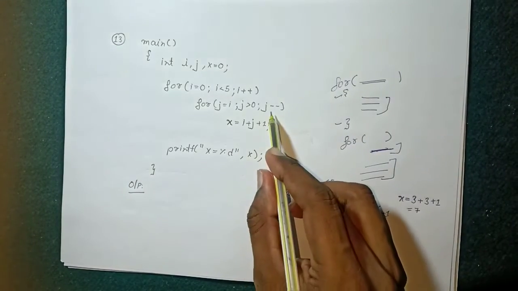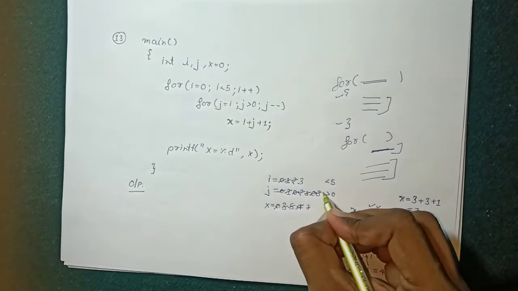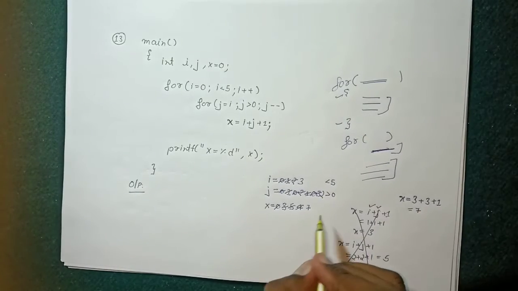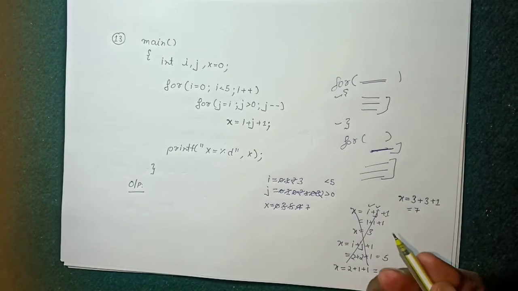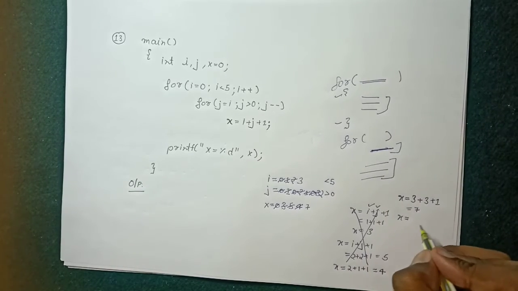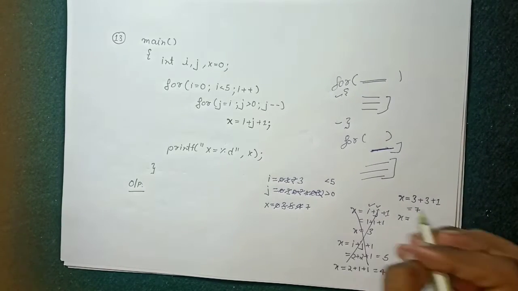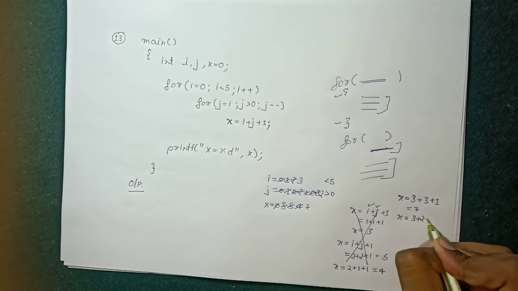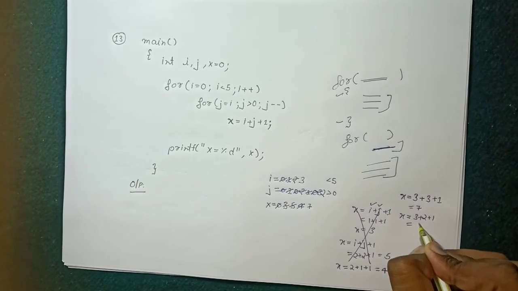Again, j minus minus is computed, which means the value of j is decreased by 1, and as we know, 2 is greater than 0 is obviously true, so the value of x is again computed, which means x equals i plus j plus 1. The value of i is 3, j is 2, and plus 1. Okay, the value of x becomes 6.